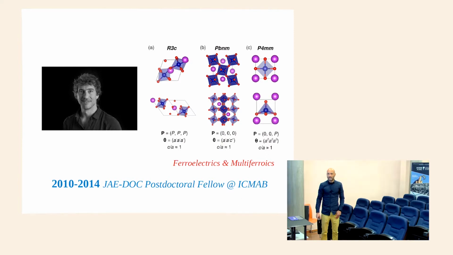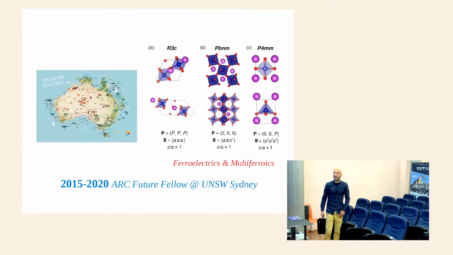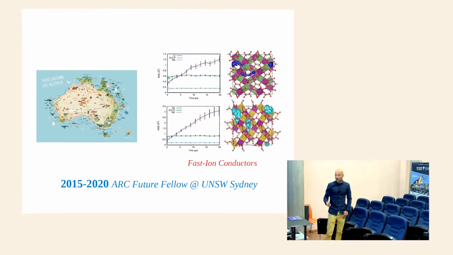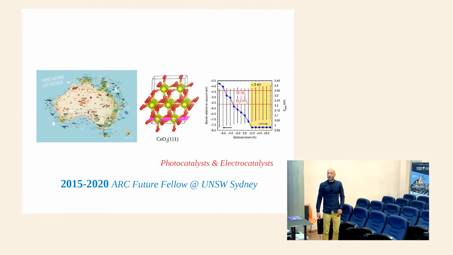After that, I moved to Australia, where I continued working on these ferroelectrics and multiferroics materials, but at the same time, through many collaborations with experimentalist colleagues, I expanded my portfolio of materials. Now, to this day, I'm kind of a semi-expert or expert also in the study of fast ion conductor materials for electrochemical applications, like, for instance, solid-state batteries, and I'm interested in the characterization of phase transitions in these materials. Another family of materials I've been working on recently, and about which I'm going to be talking today, is photocatalysts and electrocatalysts, right?